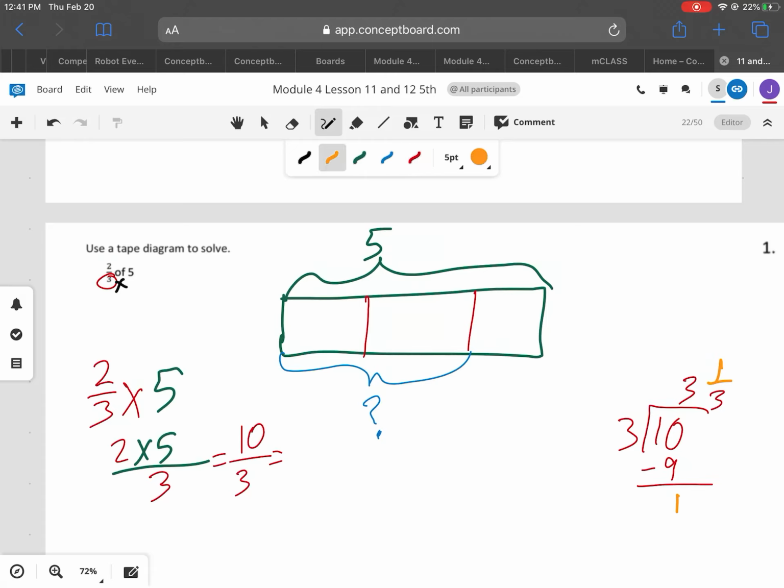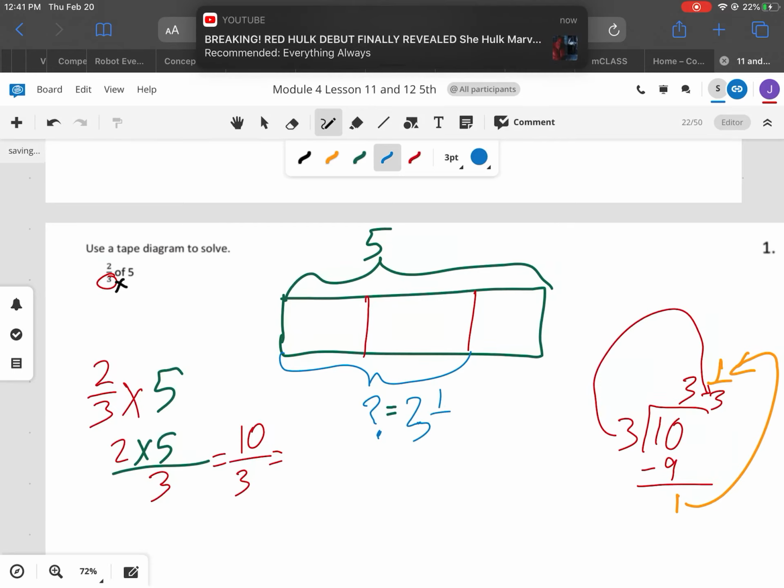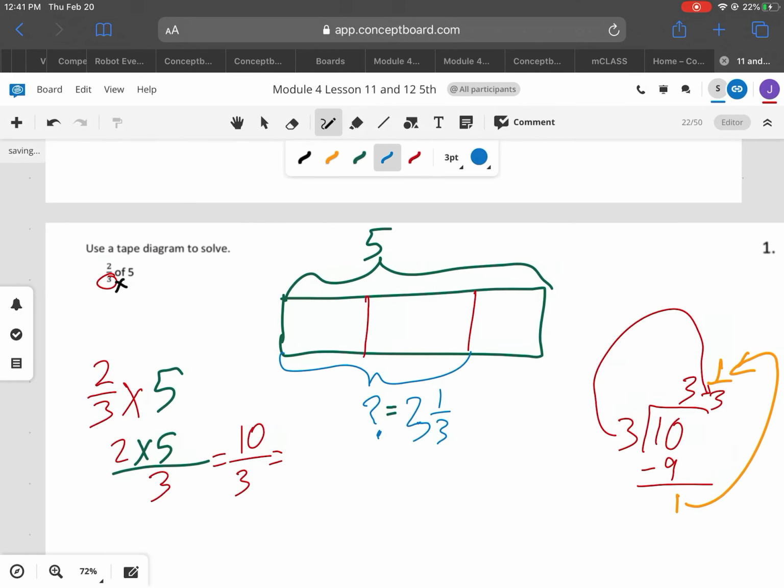we get 3 and 1/3. We get the 1 from our remainder, and we actually get the 3 not from the quotient but from our divisor. So 2 of these is 3 and 1/3. So this is equal to 3 and 1/3.